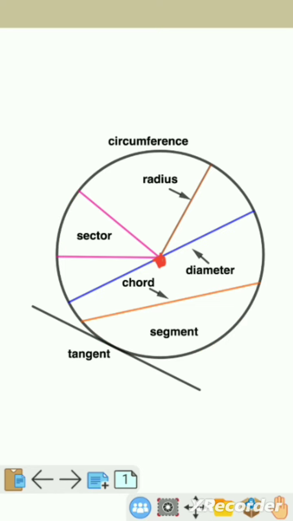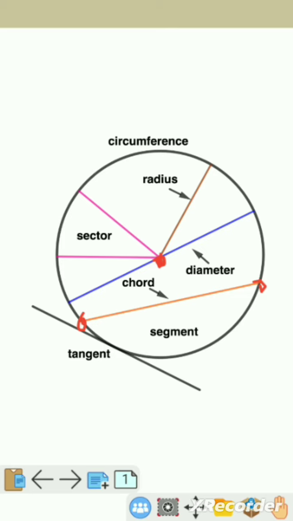Next, let's have a look at the chord. Unlike the diameter, which passes through the center of the circle, the chord does not pass exactly through the center. It goes from one end to the other end of the circle, the circumference of a circle. So this is called chord.